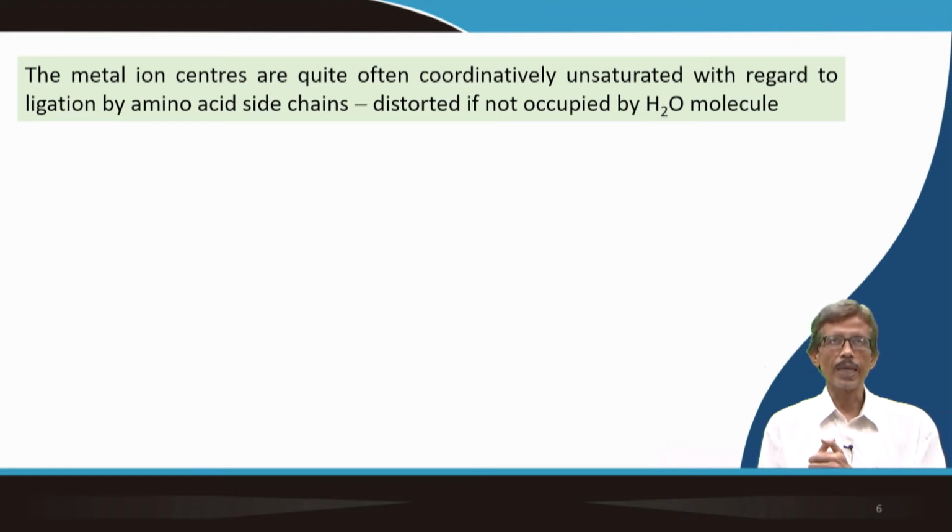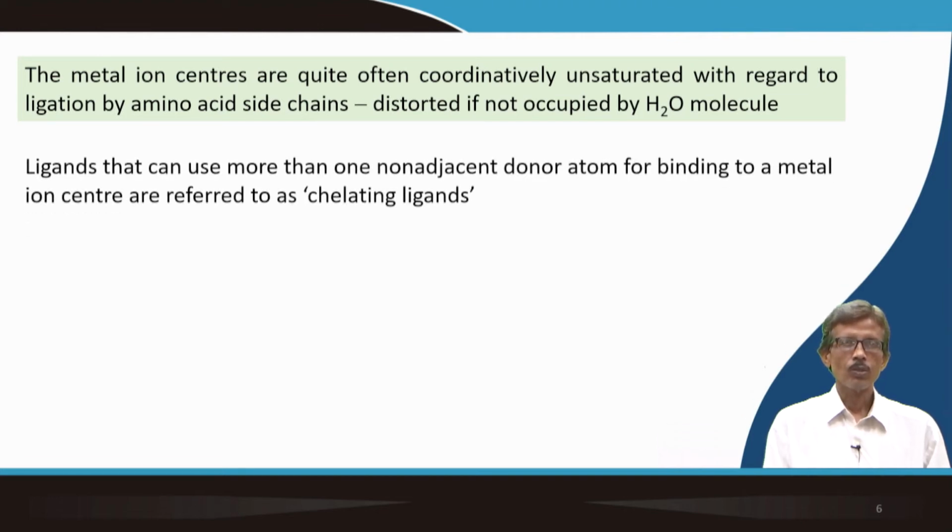So, with respect to the ligation, the amino acid side chains are unsaturated with regard to the ligation. So, amino acid ligations are not taking place, and they are not occupied by water molecules. So, these ligands then can use one non-adjacent donor atom for binding to a metal ion center, referred to as a chelating ligand. If you take a simple glycine molecule, NH2CH2COOH, what are its donor groups? Its donor groups are nothing but the oxygen and the nitrogen.